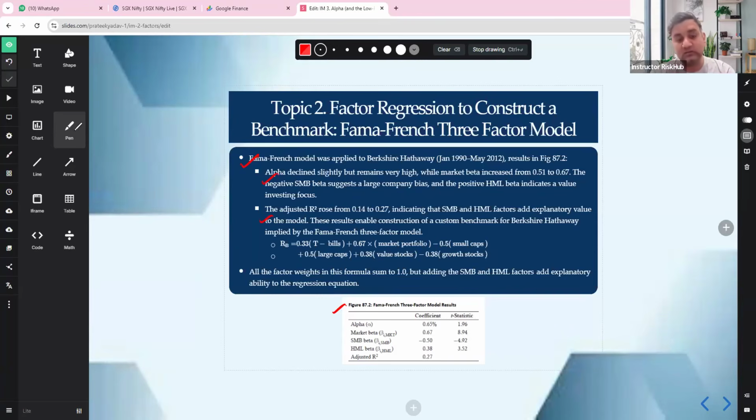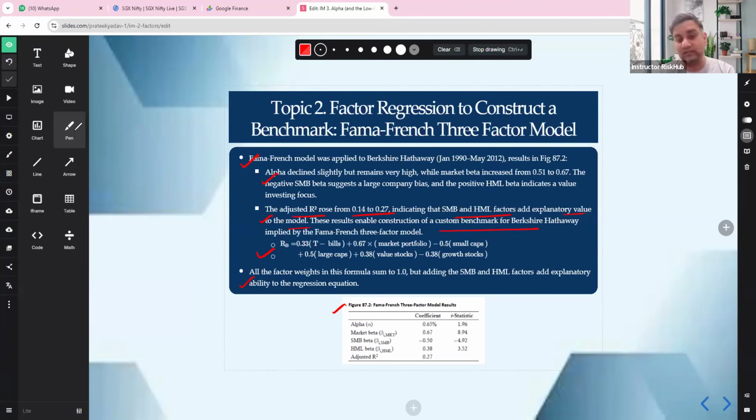You have adjusted R squared also, which changed from 0.14 to 0.27. What does that mean? It indicates the SMB and HML factors add explanatory value to the model. These results enable construction of a custom benchmark for Berkshire Hathaway. And these are the numbers. So the model explains more variation in returns. The big takeaway, the big idea here, is that some of Berkshire's alpha was actually factor exposure. The custom benchmark becomes richer. Now your benchmark includes your market, your size, your value.